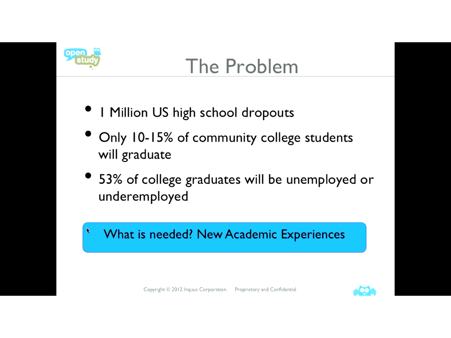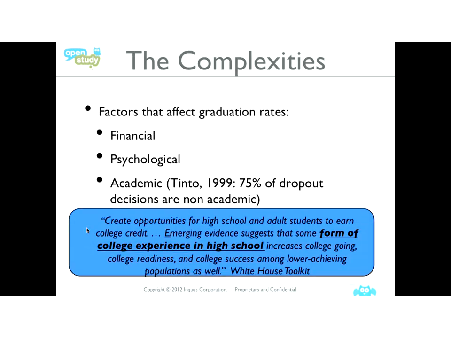And finally, if and when they do graduate, what happens next? 53% of college graduates will be unemployed or underemployed. And what is a solution, and what can we at Open Study do about it? We turned to a solution which said that what is needed to keep these learners is to keep them empowered and on track through new academic experiences.